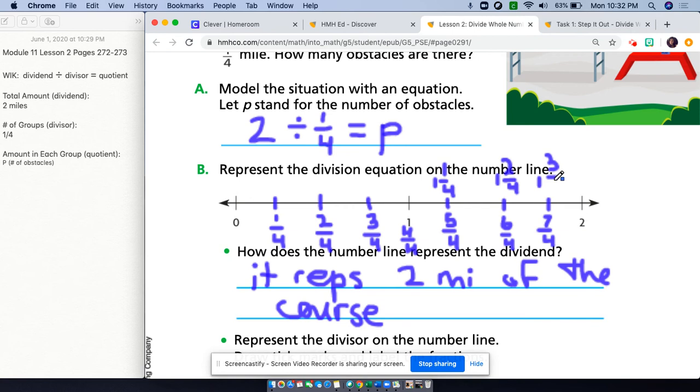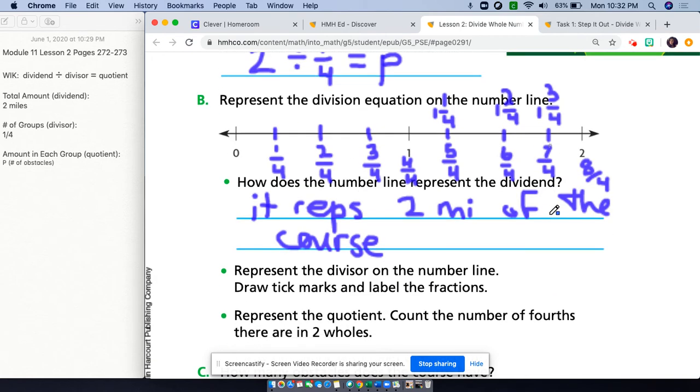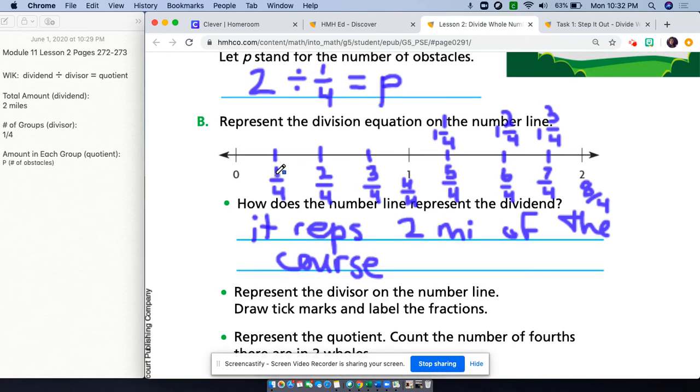And then finally you could say 2, or you could say 8/4. Okay, and that represents my divisor in this. Every fourth of a mile, it is cut up.